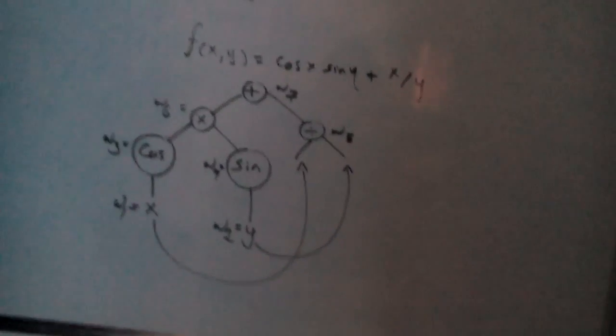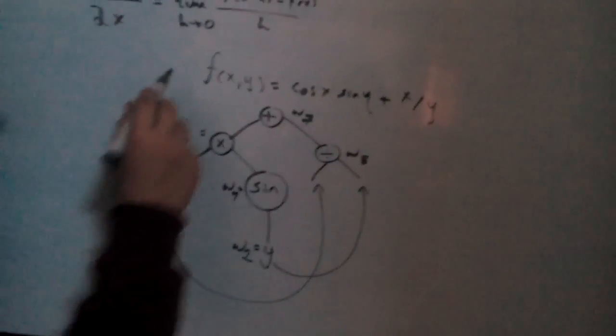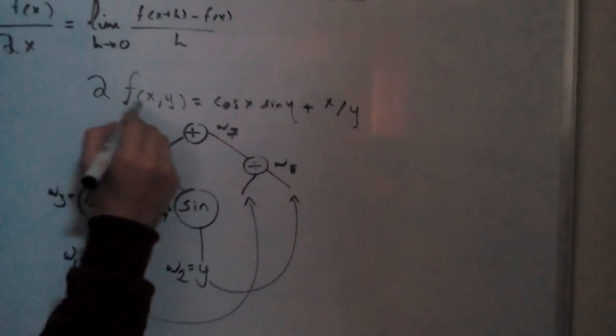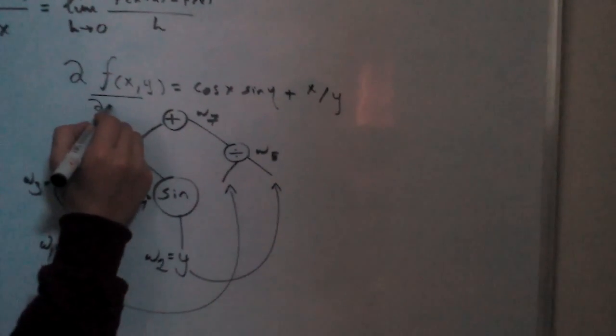So to calculate the differentiation with respect to two variables of this function, we want to do it like this: differentiation of x and y relative to both x and y.